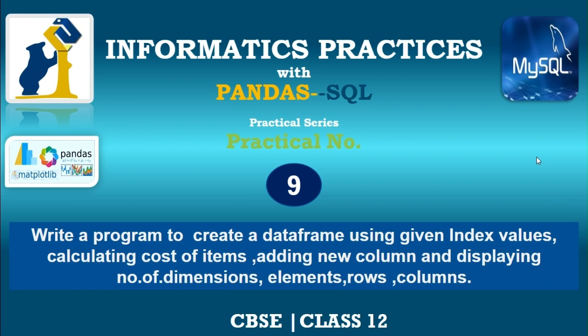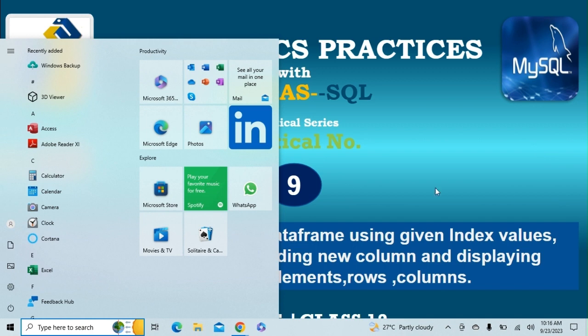So in practical number 9, we have to write a program to create a data frame using given index values, calculating cost of items, adding a new column and displaying number of dimensions, elements, rows, columns. Okay, to do this, first we have to move to our browser.